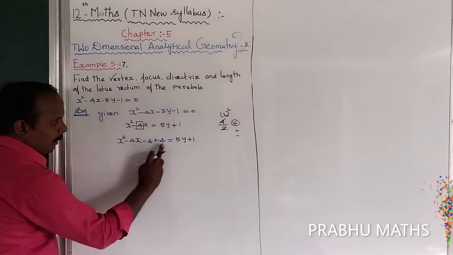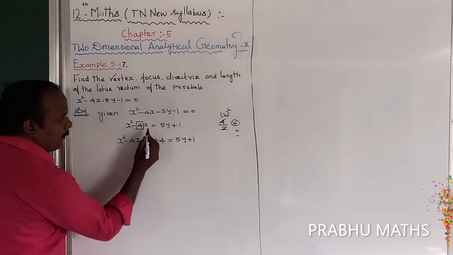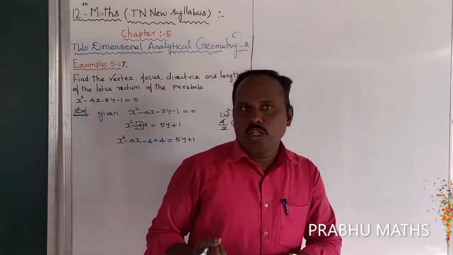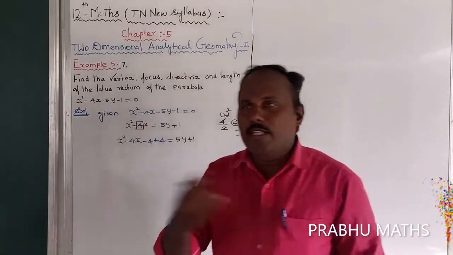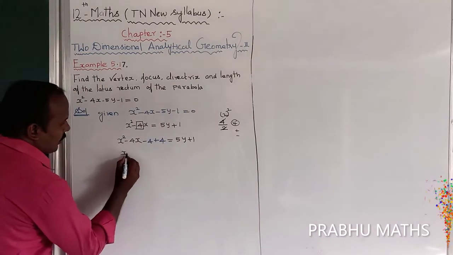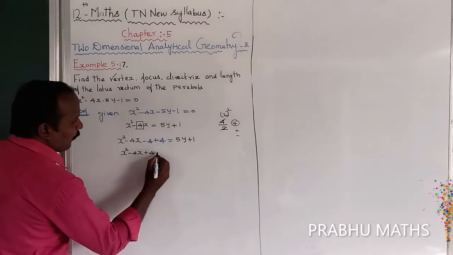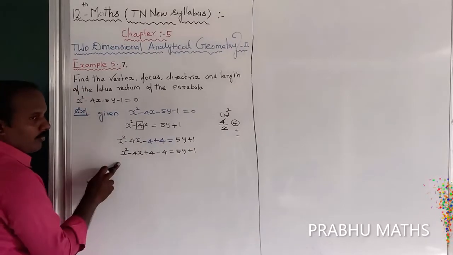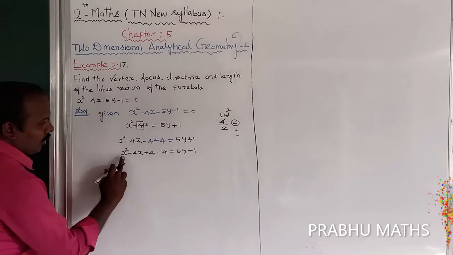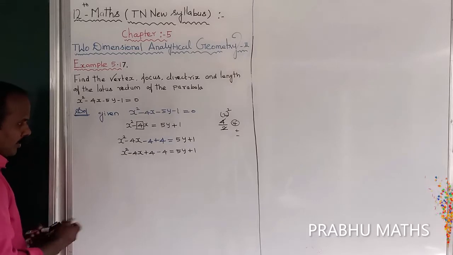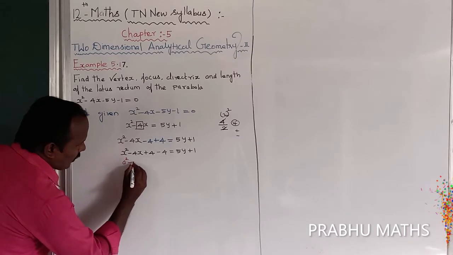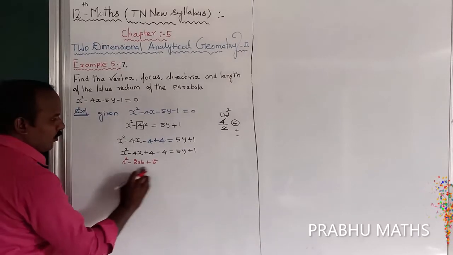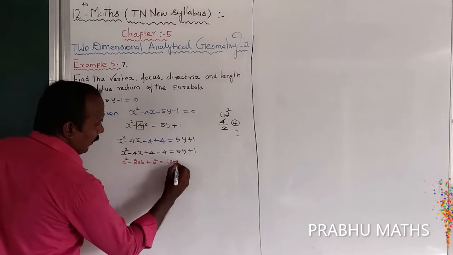So x square minus 4x plus 4 is the perfect square, and the remaining minus 4 goes to the right side. We took the coefficient of x, 4, divided by 2, and squared 2, adding a plus term and a minus term. So x square minus 4x plus 4, then minus 4, equals 5y plus 1. This converts to the standard form: a square minus 2ab plus b square is the factor form, which is a minus b the whole square.